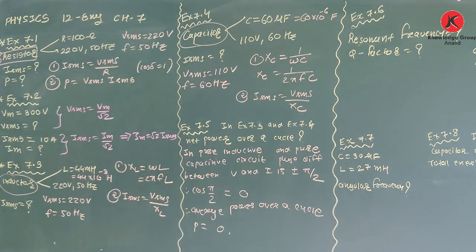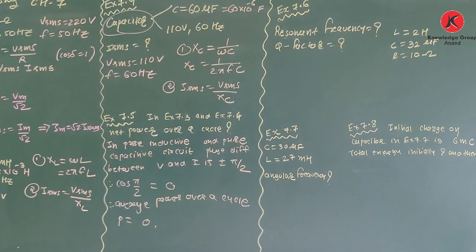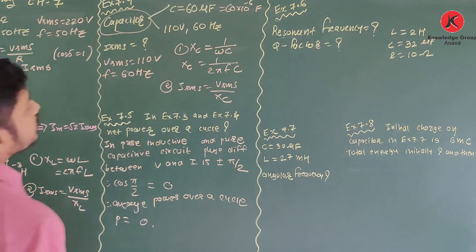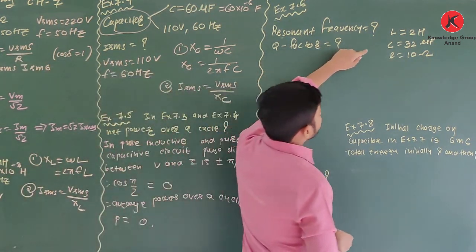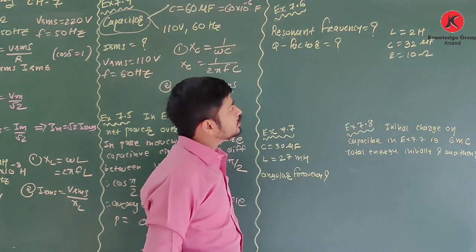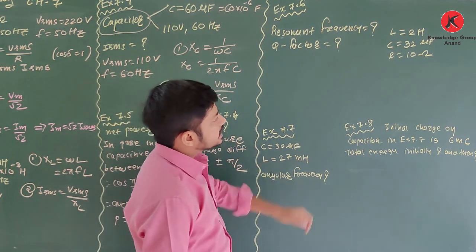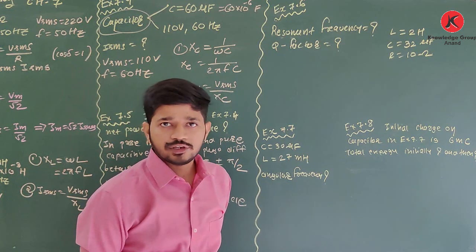Now next question. Okay, see what is the next question? Exercise 7.6. You have to find resonant frequency and Q factor. And you are given LCR: L is 2 henry, C is 32 microfarad, R is 10 ohm.